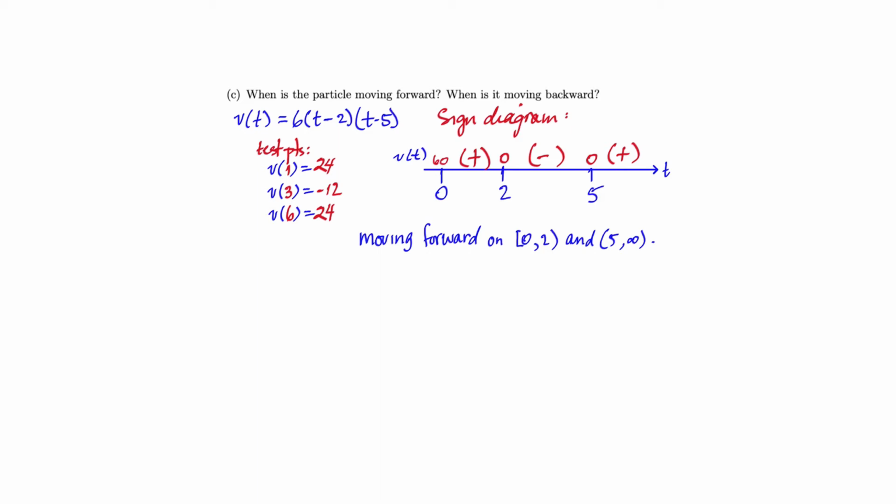All right, when's it moving backward? Well, it's just moving backward on the interval between 2 and 5, not including the 2 endpoints, because when t is equal to 2 or t is equal to 5, we know the velocity is 0 there.